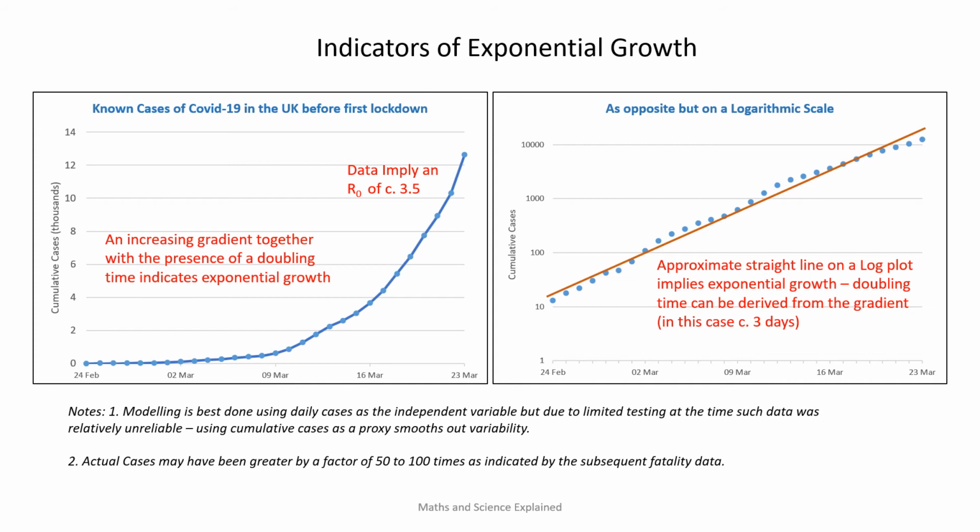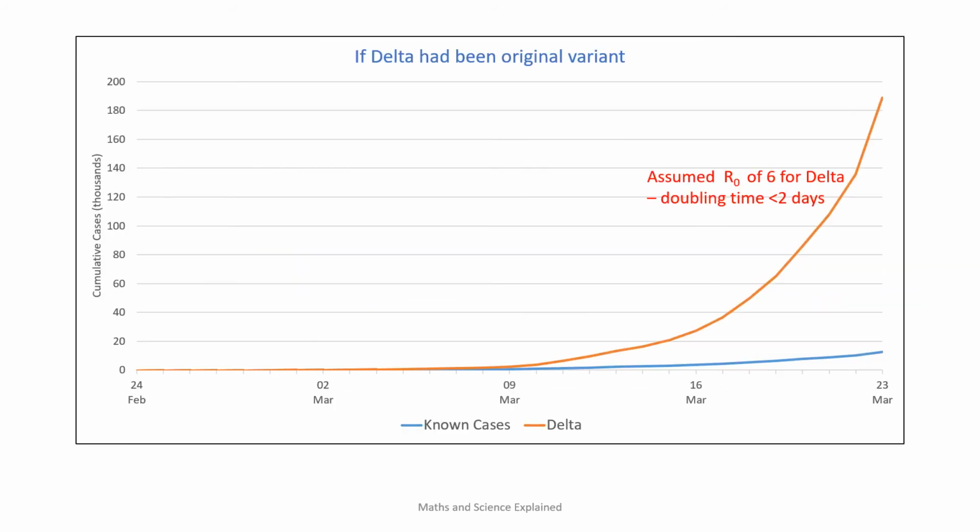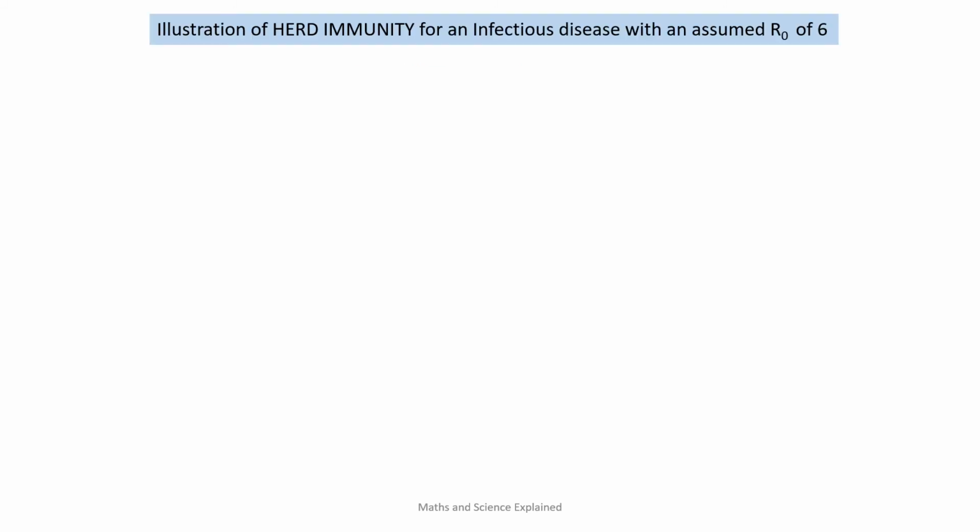Things would have been far worse had the Delta variant been the original variant. With its R0 of around 6, it may have led to around 20 times more cases by the 23rd of March, as shown on this graph. However, it should be noted that lockdown would have occurred a week to 10 days earlier in this event, as cases would have grown more rapidly. Let's now move on to discuss herd immunity.